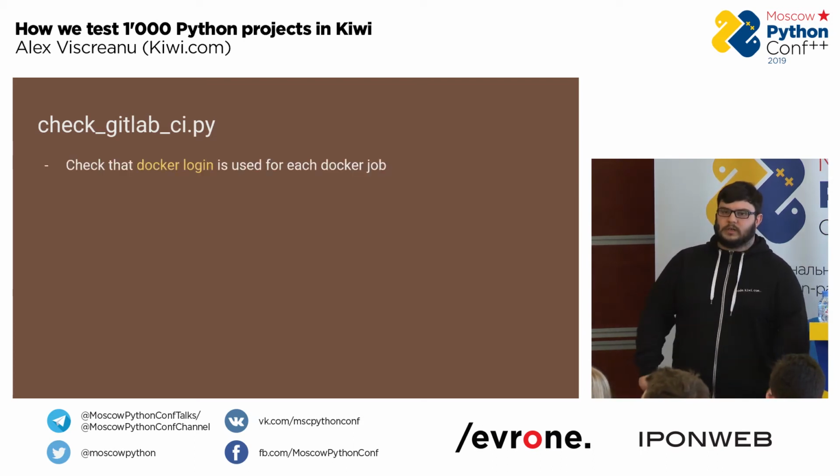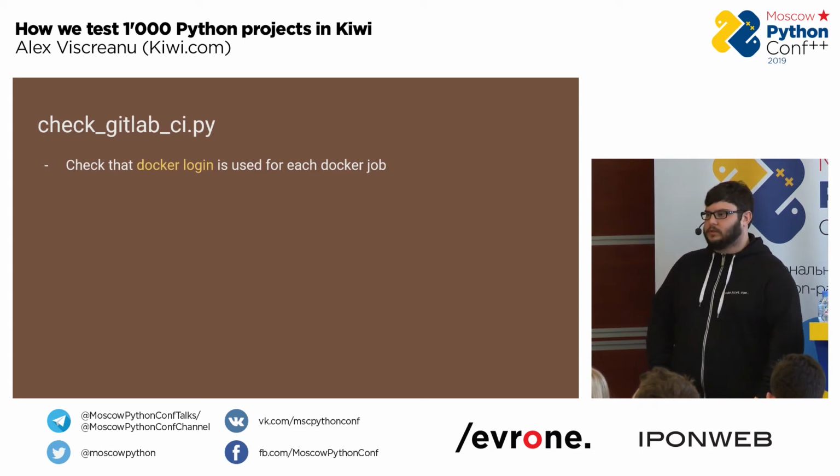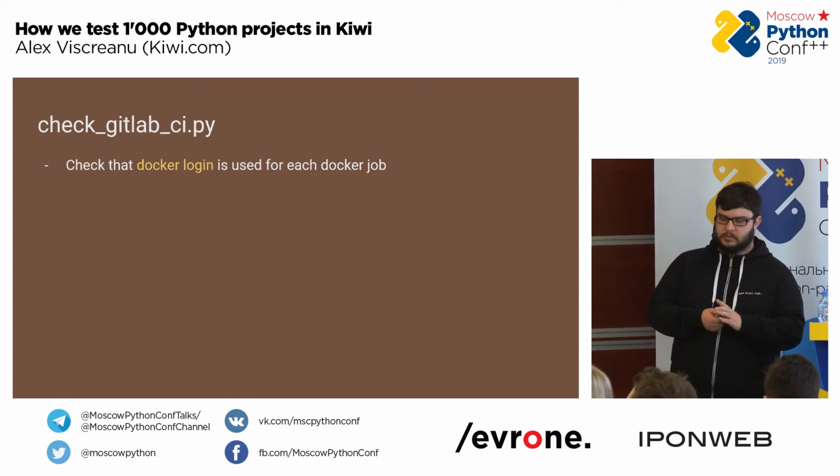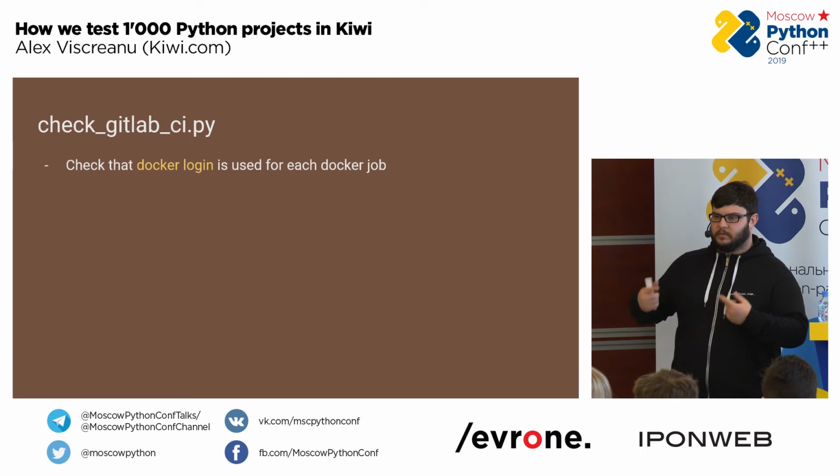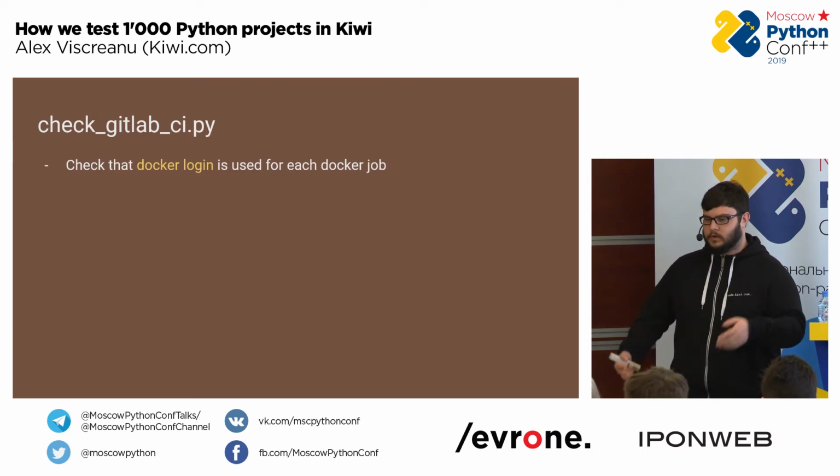The first thing is we check the Docker login, which is something quite basic. Many people forget about it. We check that every Docker job has Docker login, and that it's properly formatted for our own registry, which we also have.